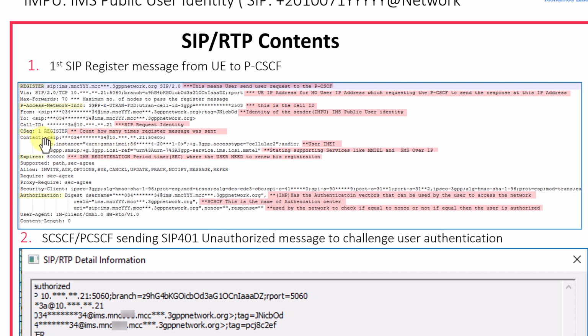Then you have this kind of information within the Contact header. This is showing you the IMEI, so you can get the IMEI for this particular user from this information. Then here there's something called Expires, and this is very important information.